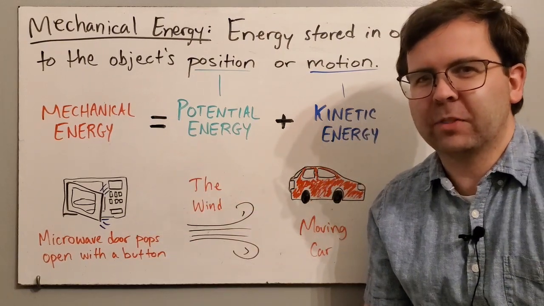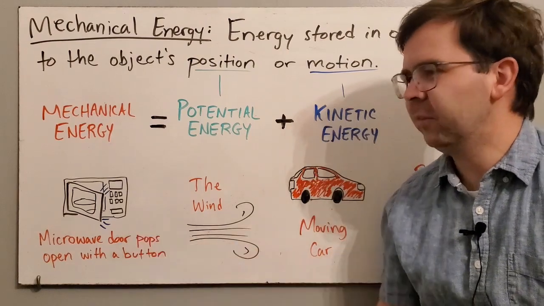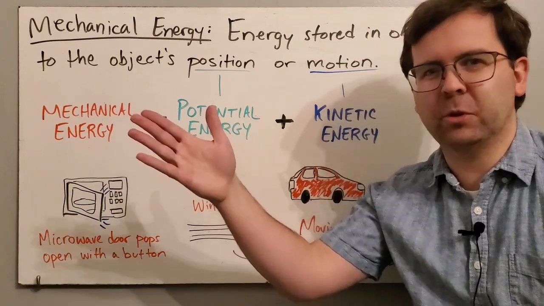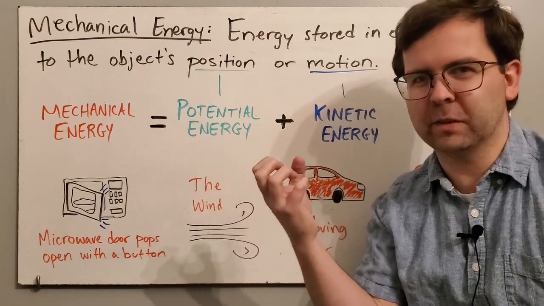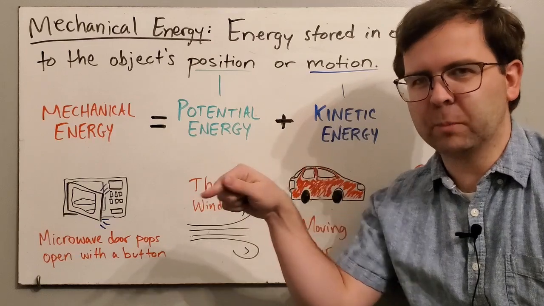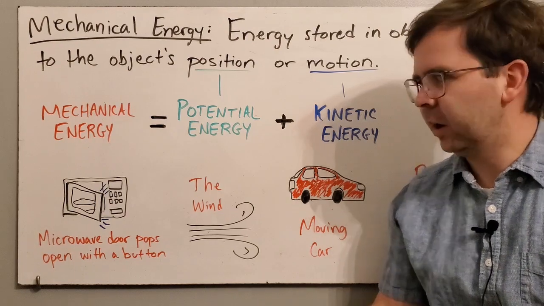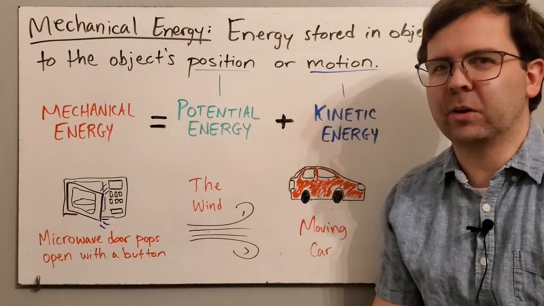Some examples that I thought of for this, there are so many different kinds, but just some random examples here. If you open up a microwave door, it probably has a spring in it that pops the door open when you push the button. That's mechanical energy. It's stored in the spring before, and you push the button and it pops open. That's mechanical energy. Another common example is wind. If it's moving, it's got mechanical energy.